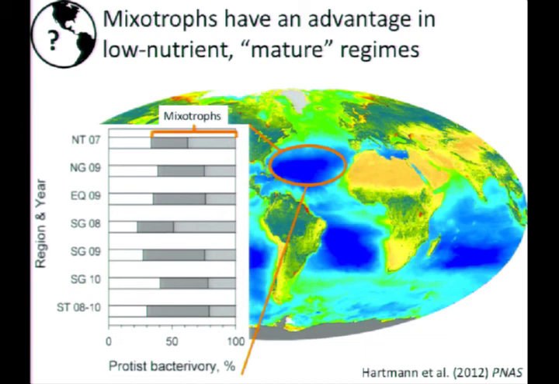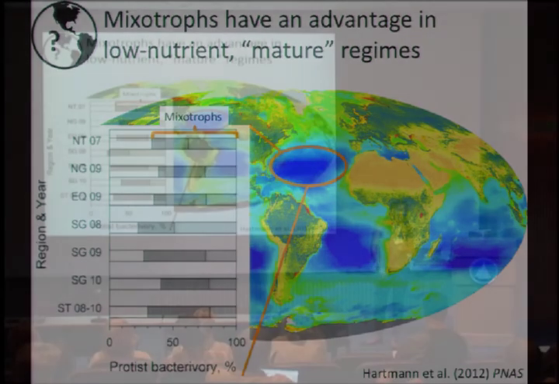For example, in the Sargasso Sea, Hartman and colleagues showed for a variety of stations and years that these mixotrophs are not only dominant in terms of abundance, but also playing a major functional role in terms of their role as bacterial grazers. So here on the x-axis of this plot, they're showing protist bacterivory, so the amount of bacteria being grazed by protistan organisms. And the shaded bars here are the mixotrophs. So you can see that mixotrophs are responsible for more than 50%, sometimes as high as 80% of bacterial grazing in some of these oligotrophic gyres.